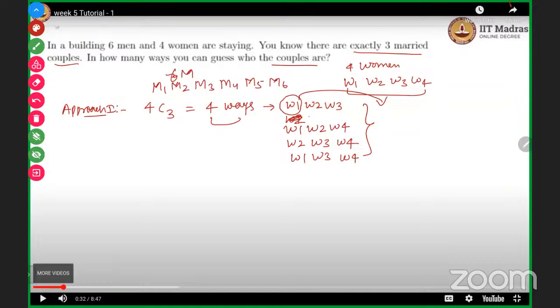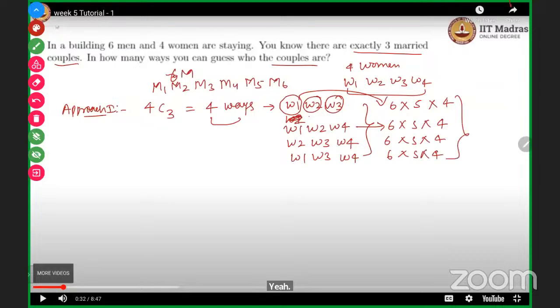You have 6 men, six men, right? Into, for this woman 5, for this woman 4, that's all. For this case, similarly, same thing: 6, 5, 4. 654, yes.